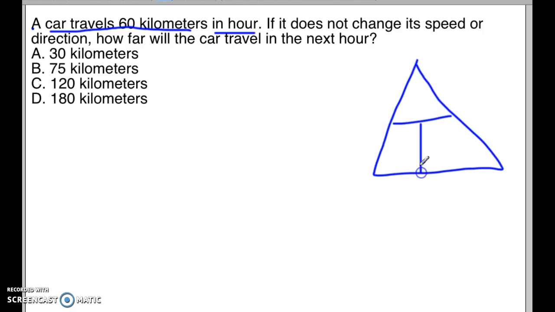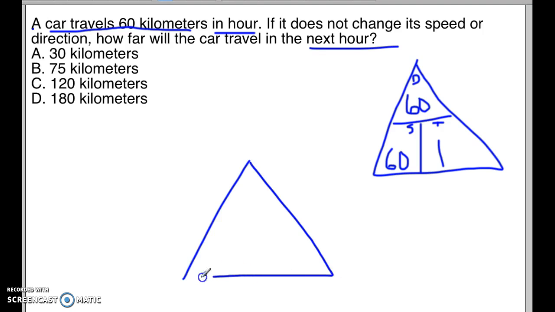If I know that a car goes 60 kilometers in 1 hour, in my distance, speed, and time triangle, 60 divided by 1 gives me a speed of 60 kilometers per hour. All I would have to do is say, okay, it's going to go for another hour. That's going to change it from 1 hour to 2 hours at 60 miles an hour.